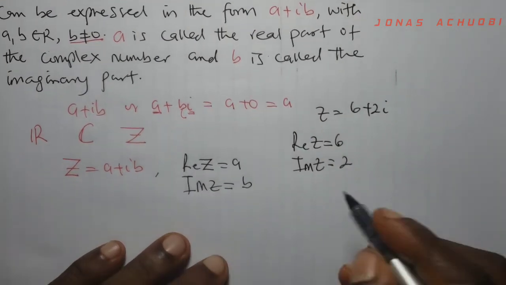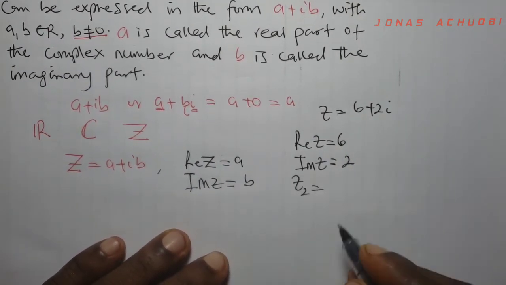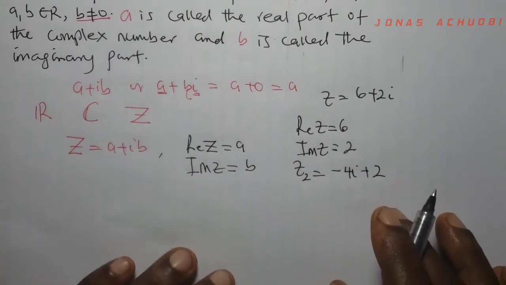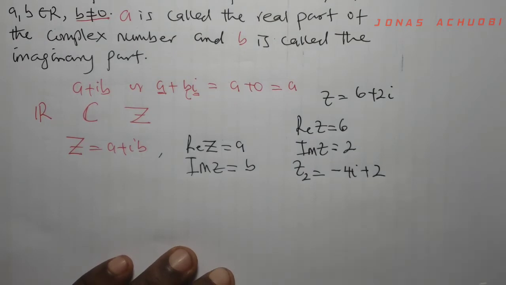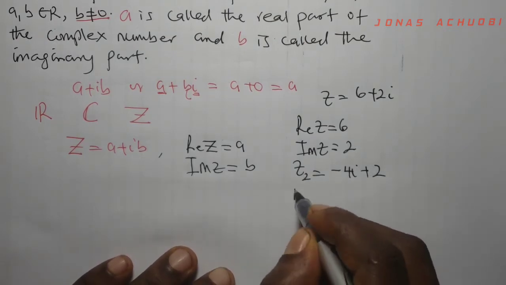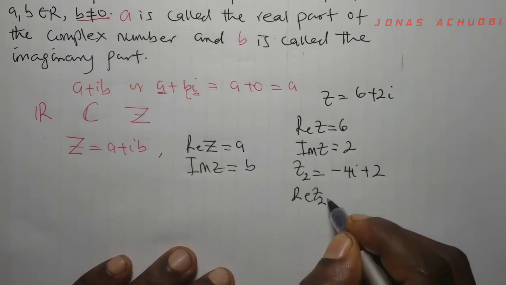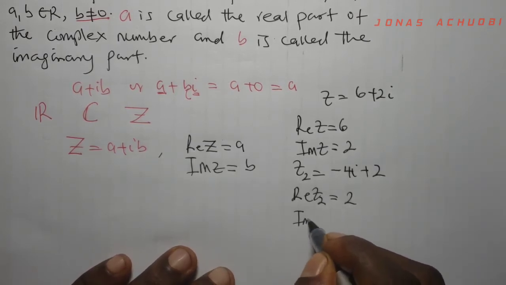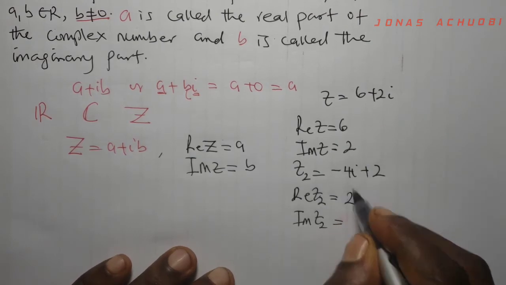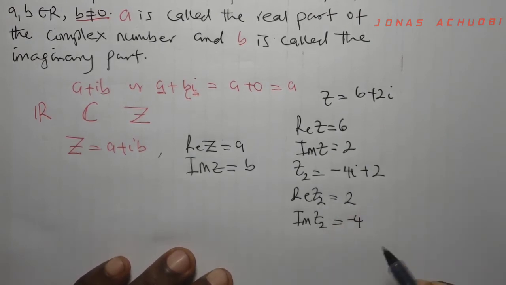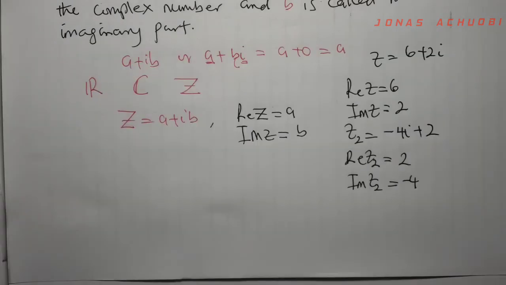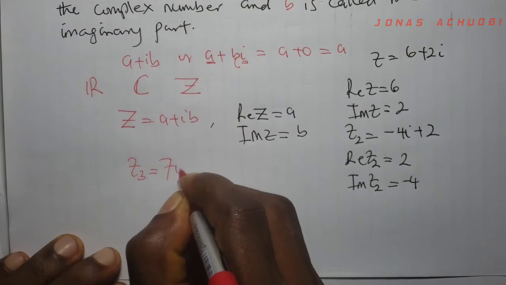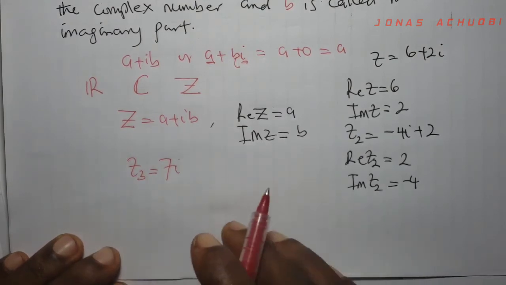Another complex number, say Z2 if you want, equal to, say, minus 4i plus 2. Again, it's a complex number because I've seen i already. So this is a complex number with real part of Z2 being 2, the part without the i. And the imaginary part of Z2 is equal to negative 4, the number standing with the letter i. And finally, Z3 equal to 7i. Yes, this is also a complex number.